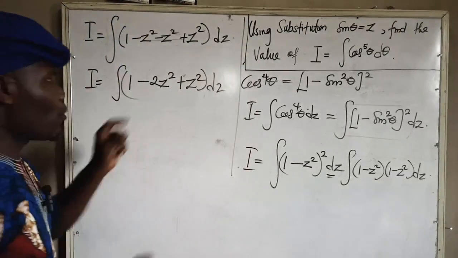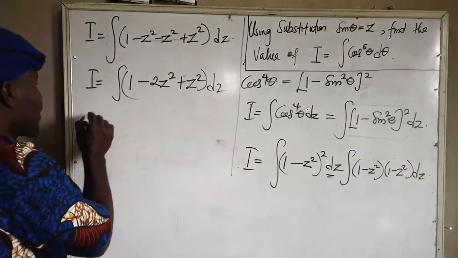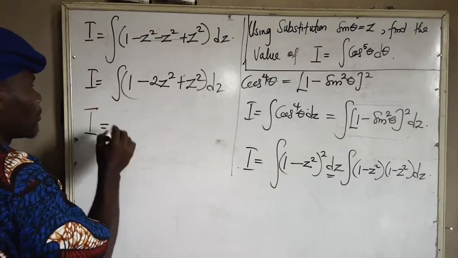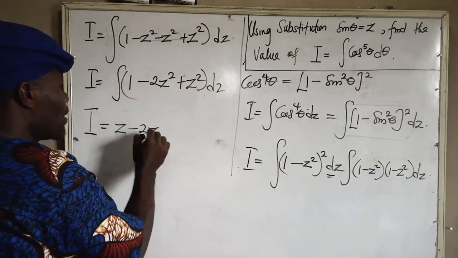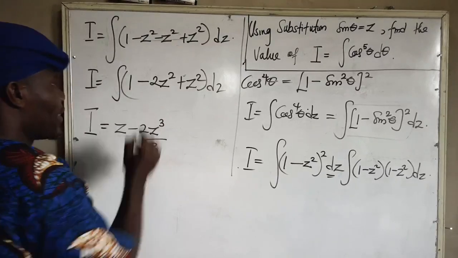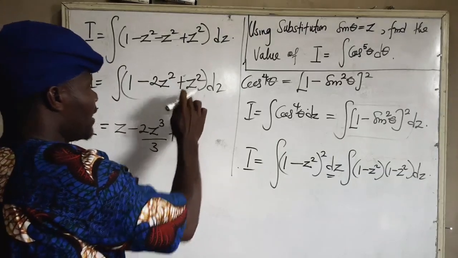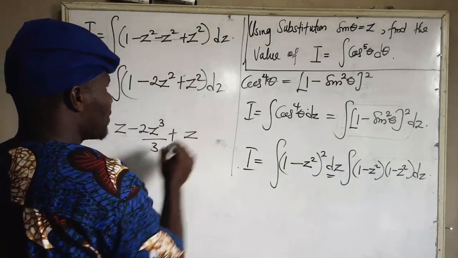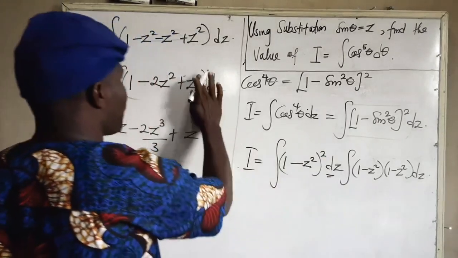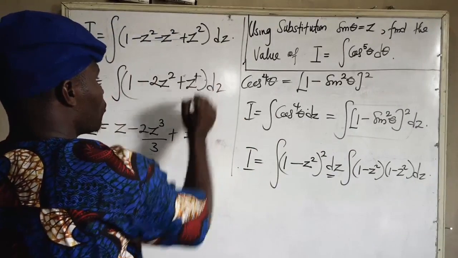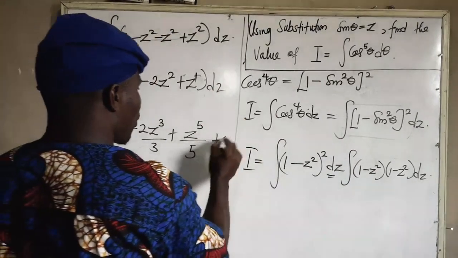So now this is what we want to integrate. Let's integrate this. We have I is equal to z, minus 2z raised to power 3 over 3, plus z to the power 4 integrates to z raised to power 5 divided by 5, plus a constant.